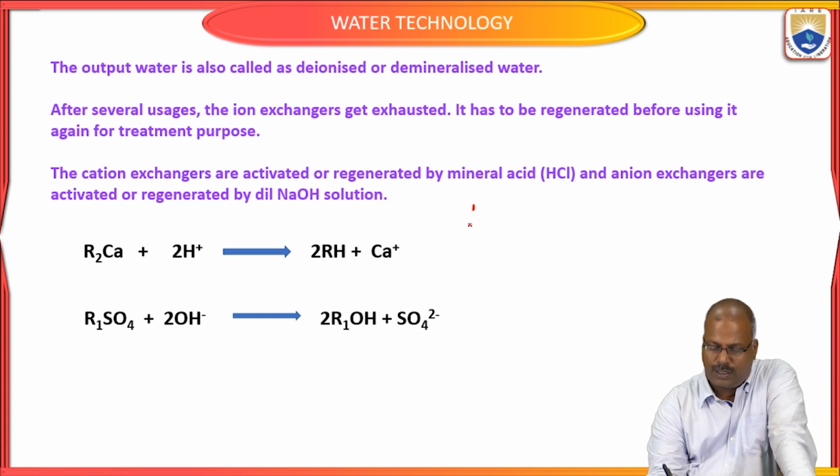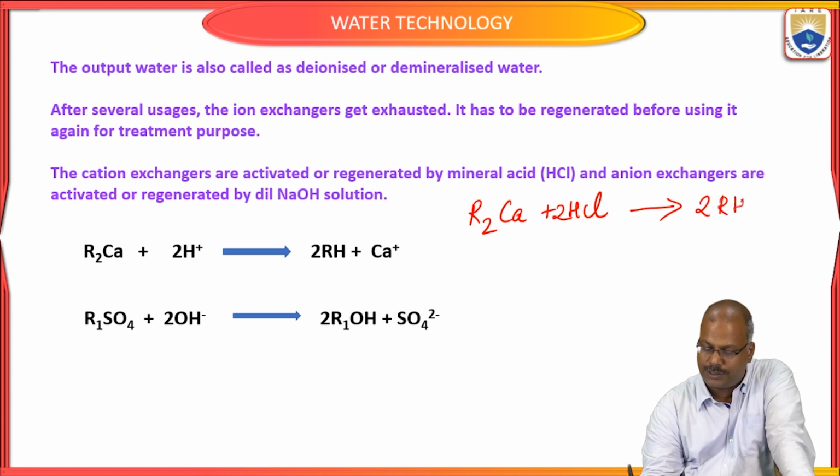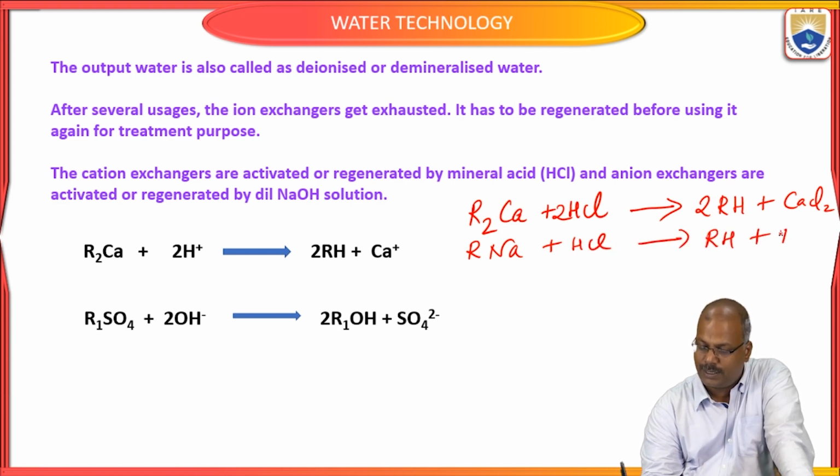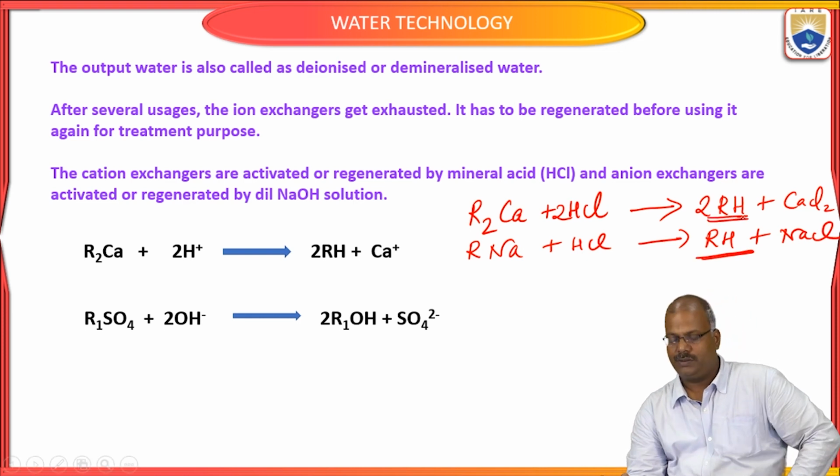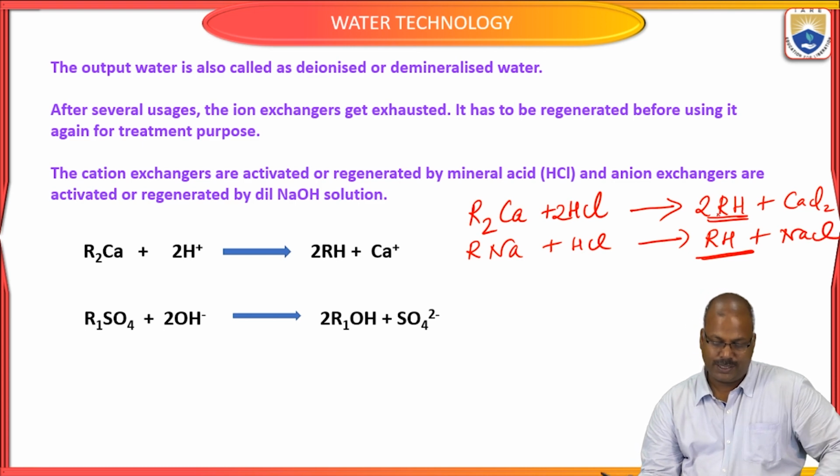R2Ca plus 2HCl gives 2RH plus calcium chloride. Or RNa plus HCl gives RH plus NaCl. This RH is nothing but the cation exchanger, represented as RH.